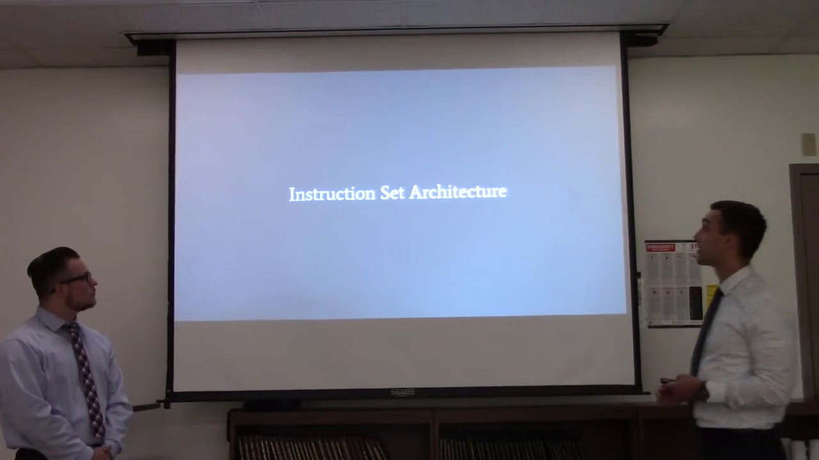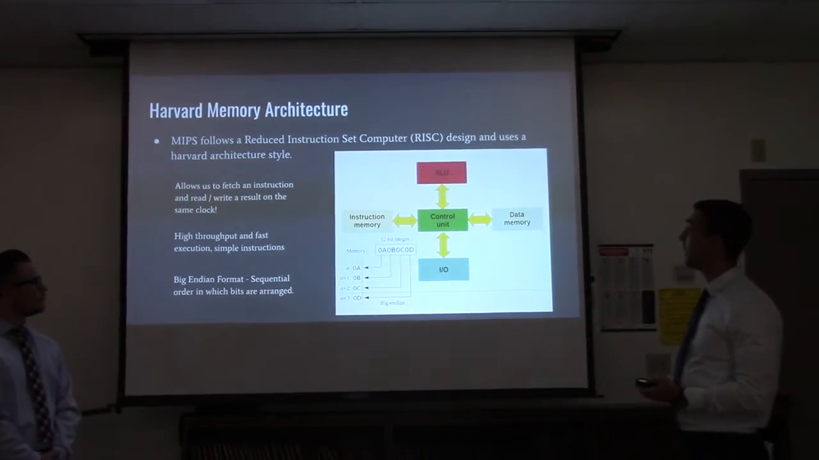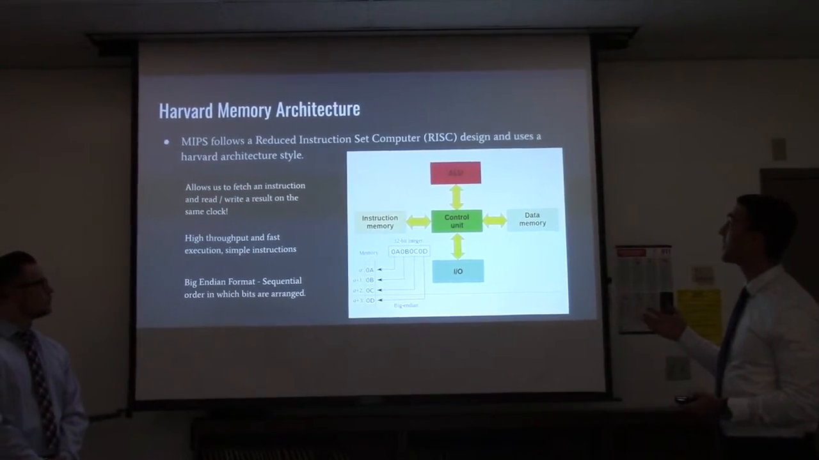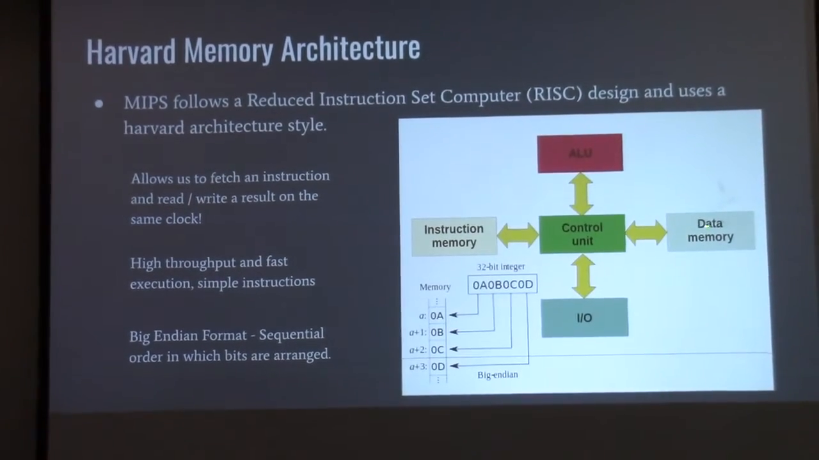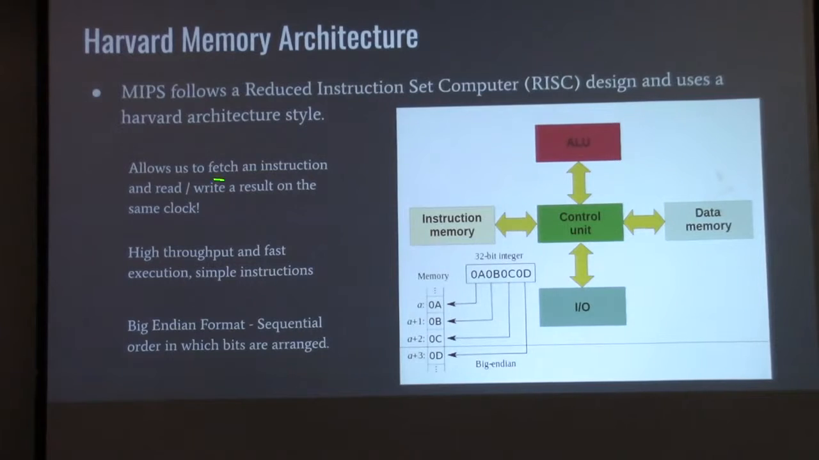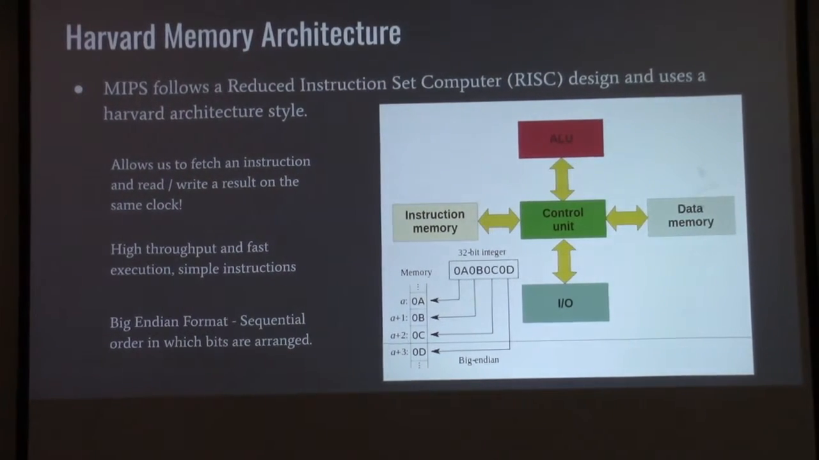So to get started with the instruction set architecture, it is a Harvard memory architecture. It follows a reduced instruction set computer design. The Harvard memory is the separation of instruction and data memory, which allows us to fetch an instruction and read or write a result on the same clock. So that gives us a higher throughput, faster execution with simple instructions.